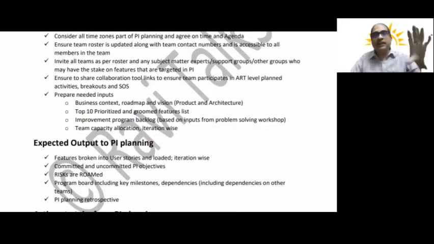Most importantly, at the end of the PI, what we look at is the committed and uncommitted PI objectives, and risks are very important. The program board is also really very important. Being remote and dispersed, I should be able to see what features are being delivered, what the critical milestones are, and what dependencies each feature has on another feature, within the ART, within the teams in the same ART, or outside of the ART.